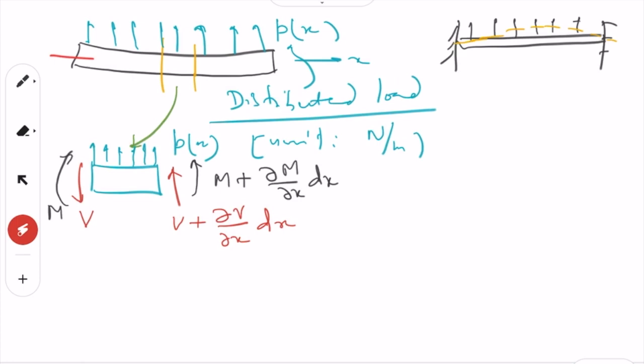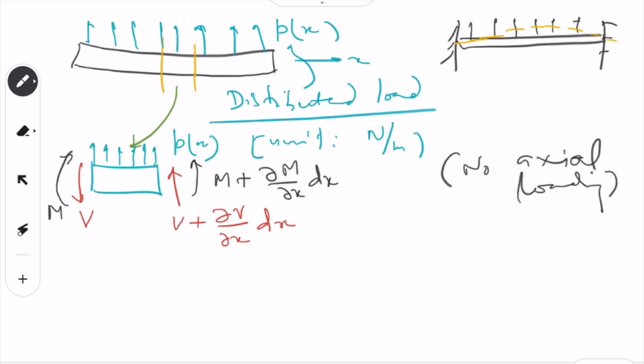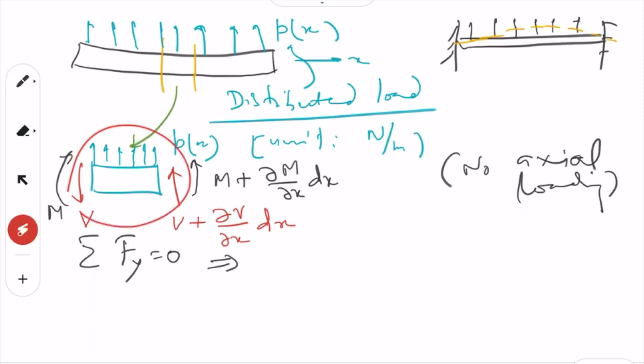We are assuming there is no force in the axial direction because this is pure bending, meaning that there is no axial loading. So we will assume no axial loading. If that is the case, then what happens? The summation of all the forces in the y direction has to be equal to 0, this is the equilibrium equation. Let us say the distance from here to here is dx.